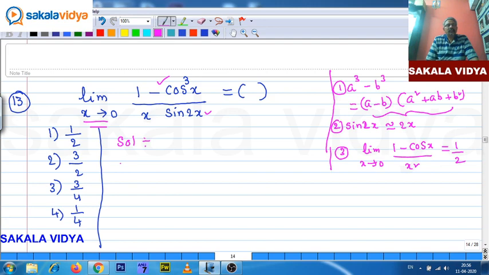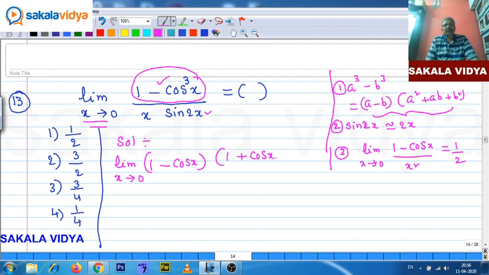Solution: limit x tends to 0, this 1 minus cos cube x is written as (1 minus cos x) into (1 square plus 1 into cos x plus cos x whole square, cos square x), upon x into sin 2x, which is 2x. Now, you can separate the two limits. This 1 by 2 is common.